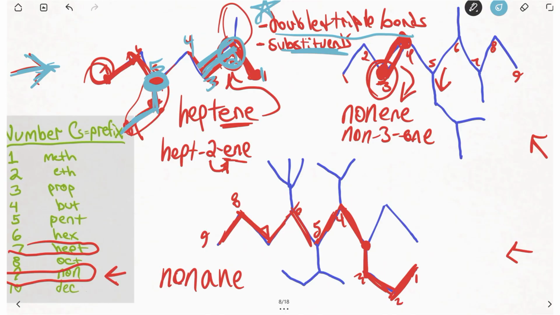So since this is a double bond on here, and we know it because we have the ene ending, meaning double, it has a double bond to it, and the double bond starts on 2, so we have that already. So we're going to go hept. Hept is from the 7 total carbons in the skeleton. Hept-2-ene, right? But now we have this other substituent we need to take care of.